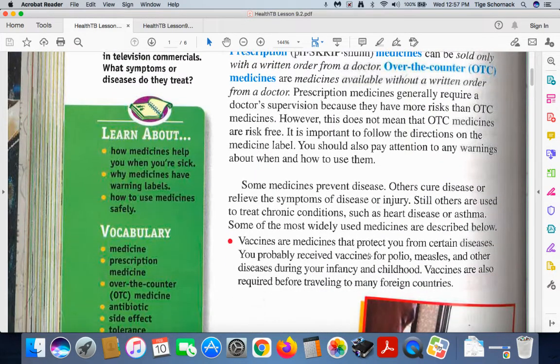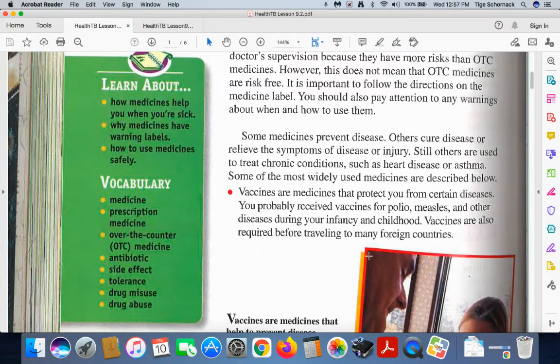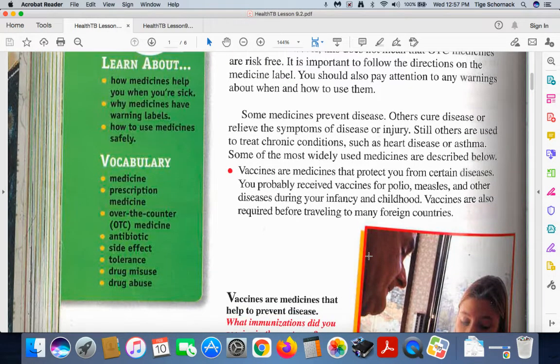We're going to learn about how medicines help you when you're sick, why medicines have warning labels, how to use medicines safely. I think you guys should take notes on words like medicine, prescription medication, over-the-counter medicine, antibiotics, side effects, tolerance, drug misuse, drug abuse.